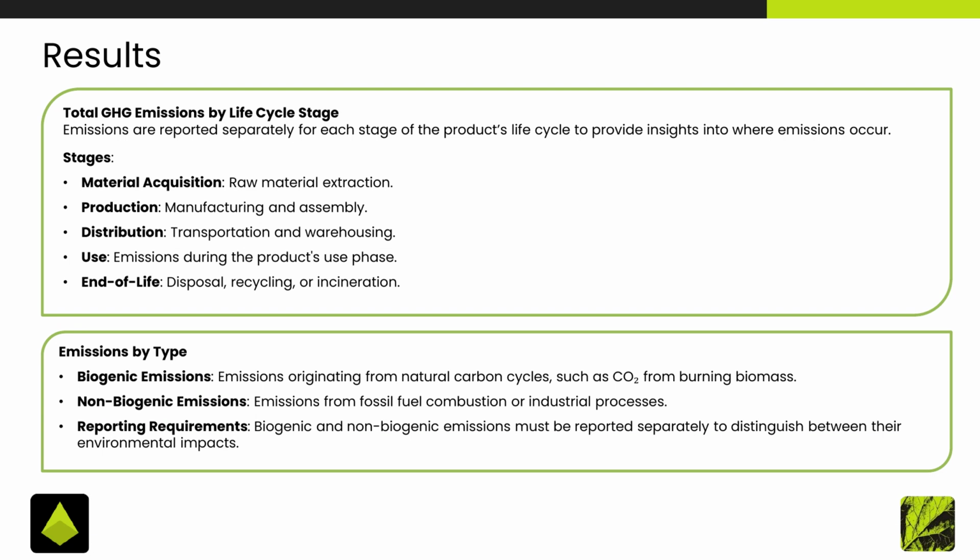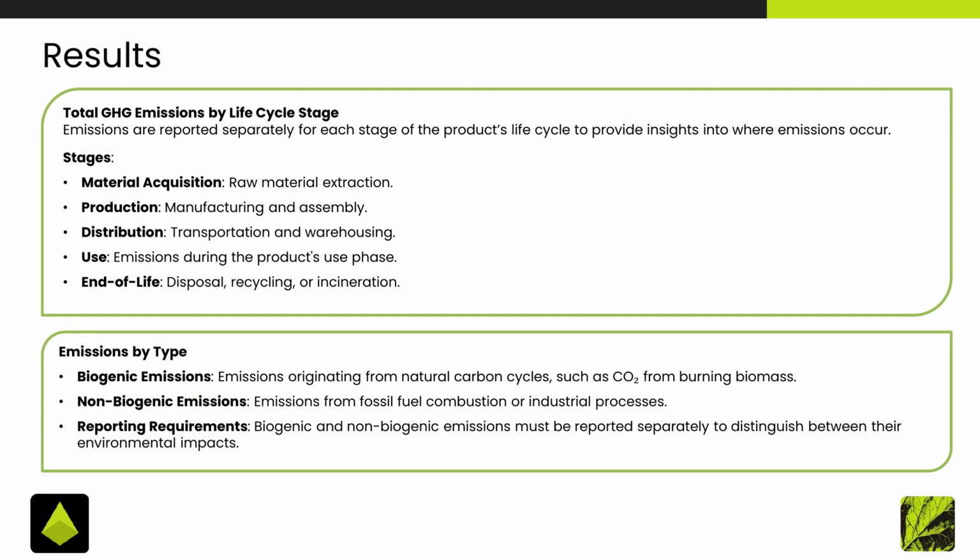Material acquisition covers emissions from raw material extraction. Production involves manufacturing and assembly emissions. Distribution accounts for transportation and warehousing emissions. Use covers emissions during the product's use phase. End of life includes emissions from recycling or disposal.